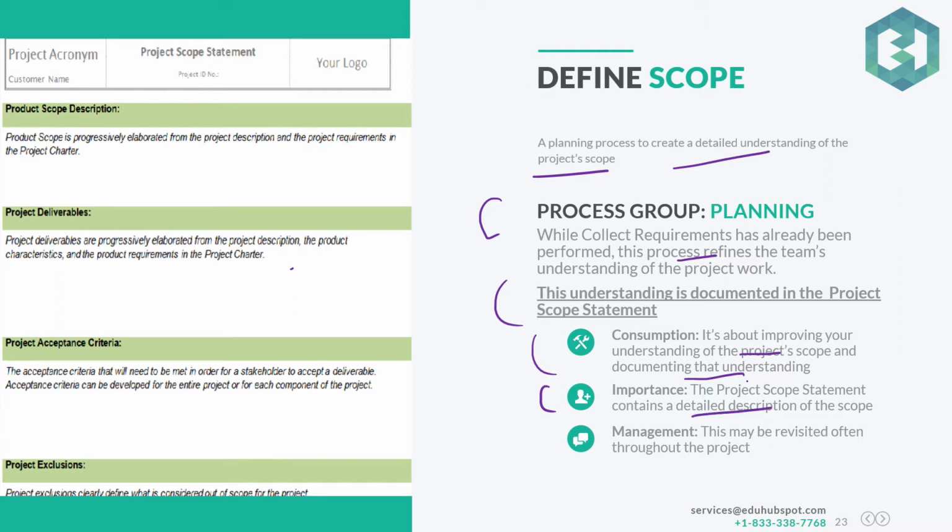Very important. This document would be used by a lot of other processes because they want to know what all things this document entails and what will help them to take informed decisions. Management: this may be revisited often throughout the project. As more requirements are identified, you need to update this document, because you have to explain those requirements in much more detail. You don't explain requirements in detail in the requirements document, but you do that in the scope statement, which is an output of this process.